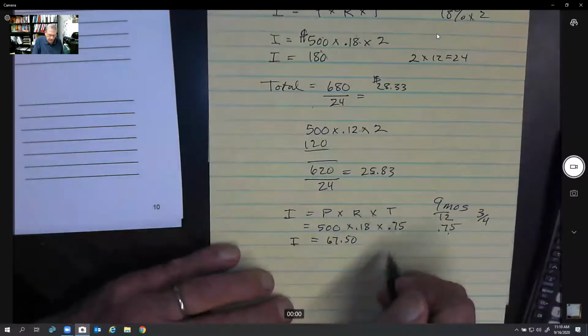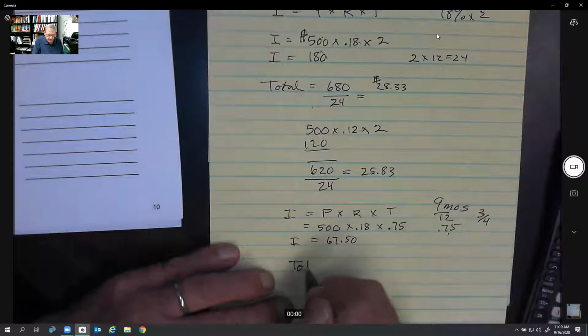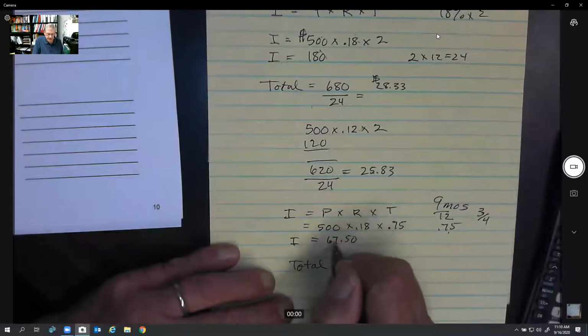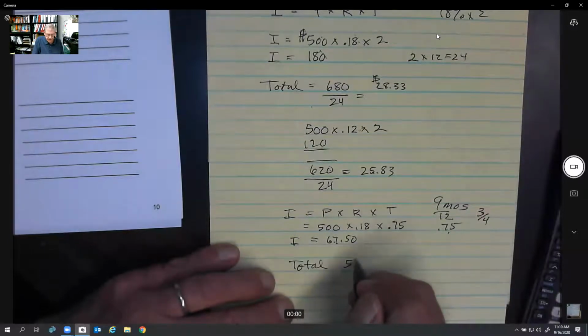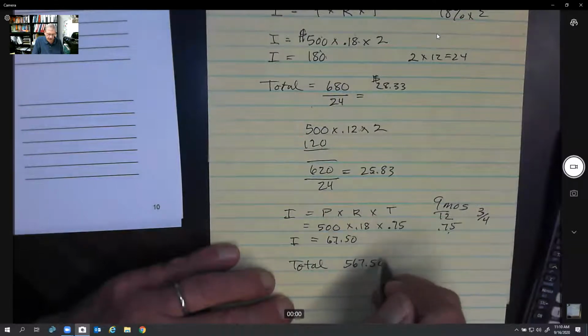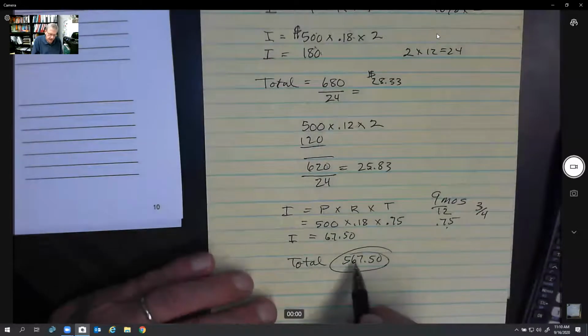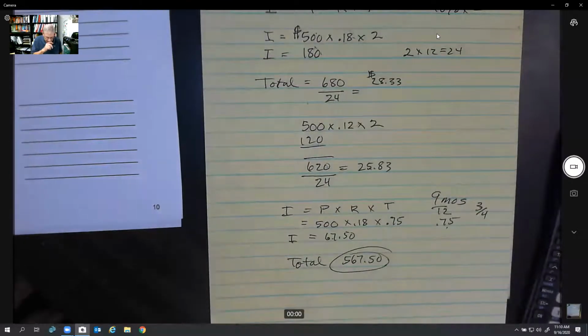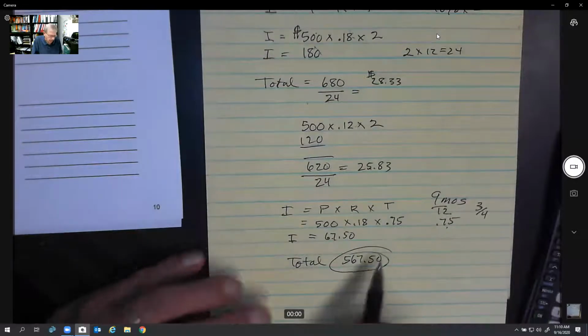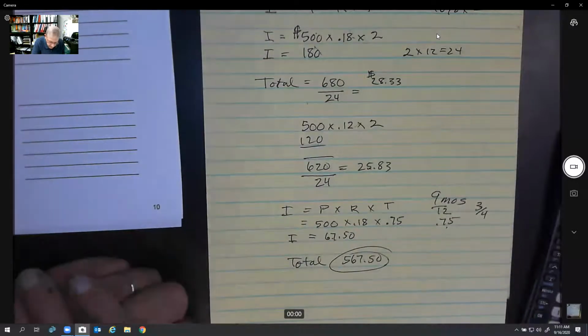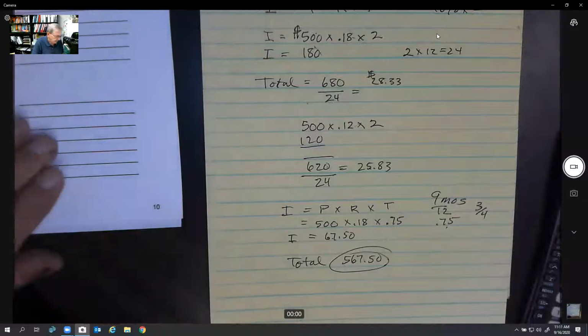The total cost is 500 plus the 67.50. That's how much you're going to pay. Maybe you're going to pay it off in one big lump sum. Then you have to pay 500. Maybe it's a TV, you're going to use it, and then you're going to pay it off in one big sum at the end of that period of time.